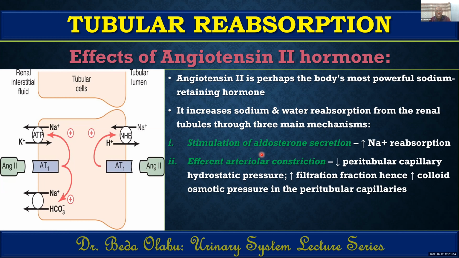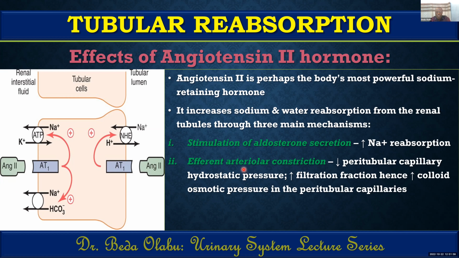Now, if you have constriction of the efferent arteriole, this lowers the peritubular capillary hydrostatic pressure. Now remember, it is the peritubular pressure, not the hydrostatic pressure within the glomerulus, which is actually elevated, but the hydrostatic pressure within the peritubular capillaries, that one will be lowered. If you lower the peritubular hydrostatic pressure, as we saw in the previous slides, then you increase reabsorption of substances.